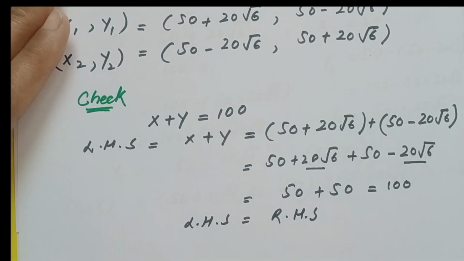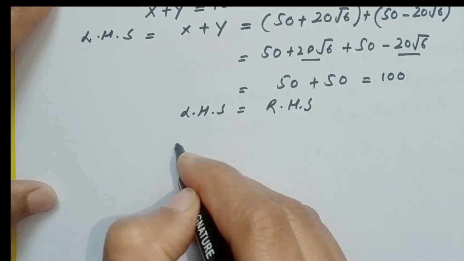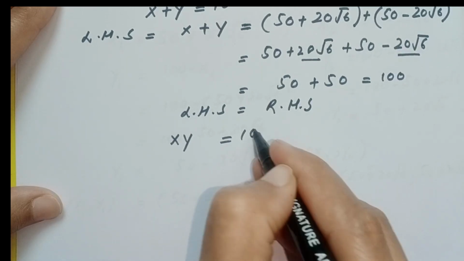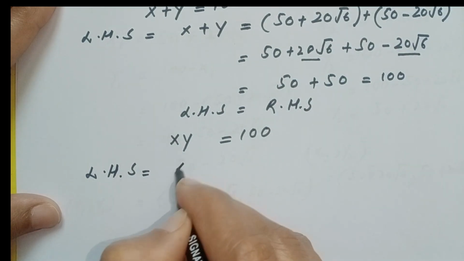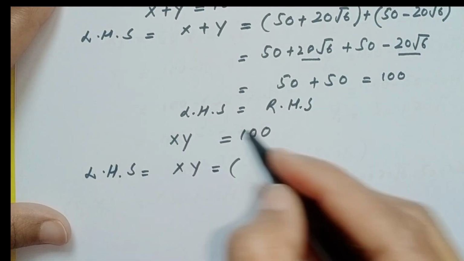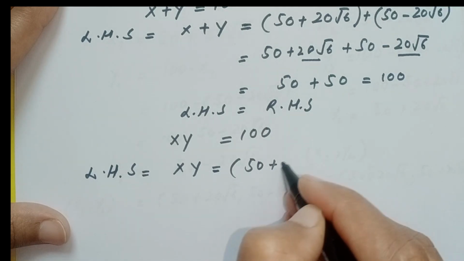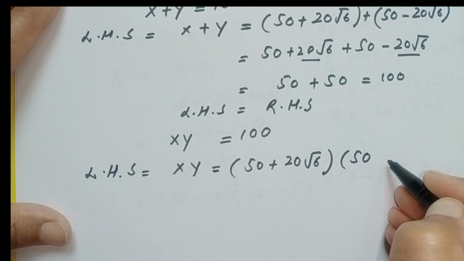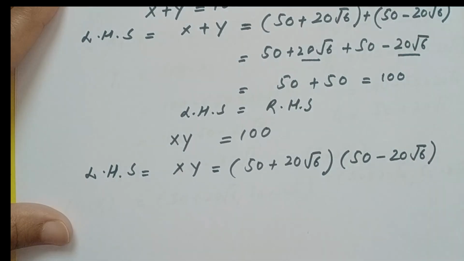Now we will take the other equation, xy is equal to 100. So we will take the left hand side of this equation. Xy is equal to, we will plug in the value of x and y. So value of x is 50 plus 20 square root 6 times 50 minus 20 square root 6.